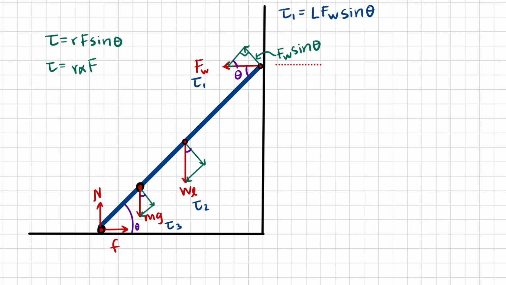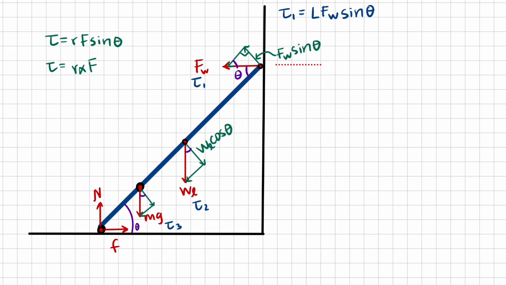Okay, let us start with this one, the weight of the ladder. So this is the perpendicular component. Here's my theta by geometry. So this side, or this force, is adjacent to theta. Therefore, the force I need to be thinking about in terms of torque is going to be weight of the ladder, because it's adjacent, cosine theta.